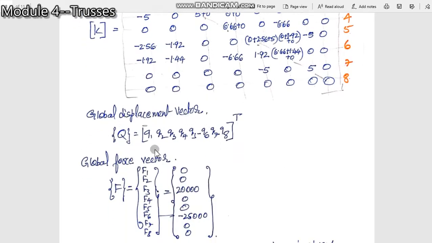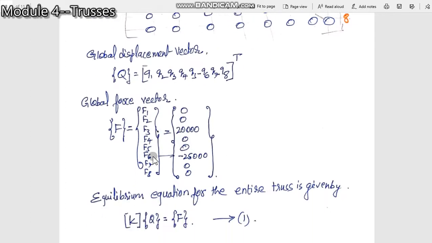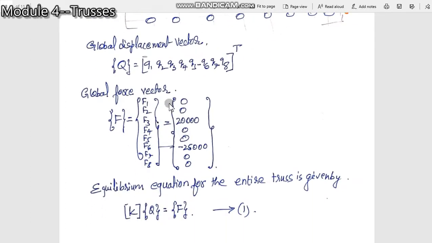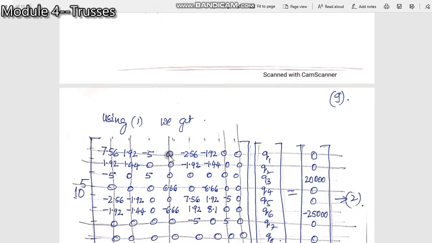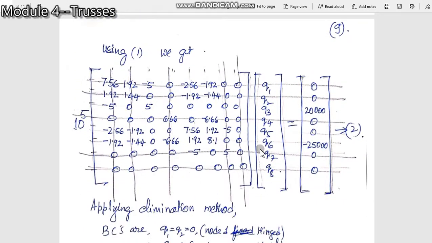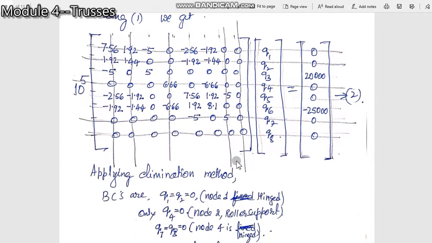Global displacement vector: Q1, Q2, Q3, Q4, Q5, Q6, Q7, Q8, because there are 4 nodes, and F1 to F8. If you look at it, F3 is given to be 20,000 and F6 is minus 25,000 because it is in the negative direction of y, and the equilibrium equation is K into Q is equal to F. So now put all the K into Q is equal to F together. Again you have to be careful when you manage such a big matrix.